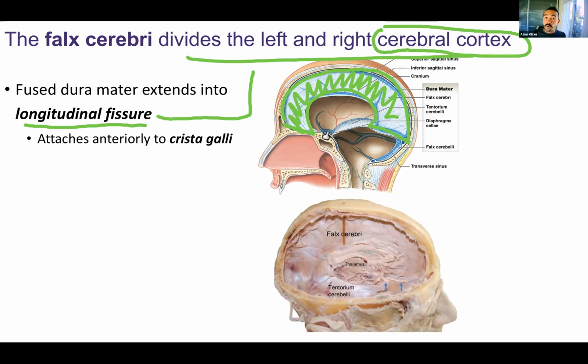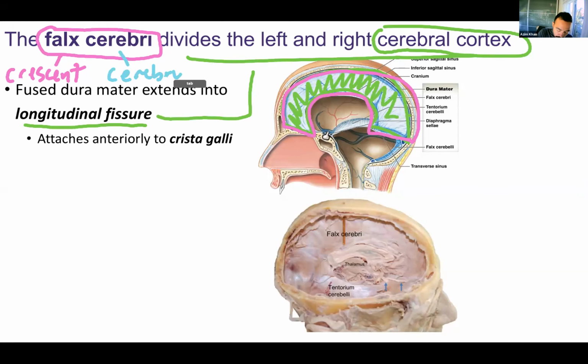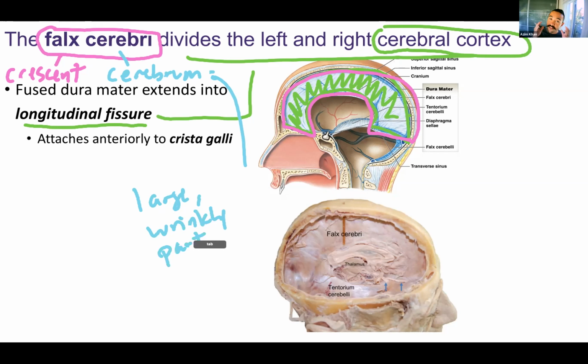The term for the dura mater that's in the longitudinal fissure is called the falx cerebri. Falx means crescent, so it's kind of crescent shaped. Cerebri is referring to the cerebrum. The cerebrum is a large, wrinkly part of your brain. There are more parts to your brain than the large, wrinkly part. It's the most obvious part of your brain, so when you think of brain, that's probably what you think of, but there are other parts that we'll go over.